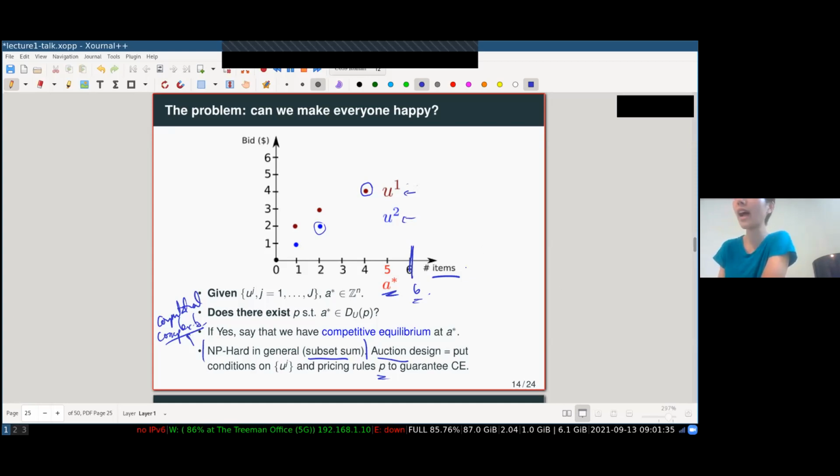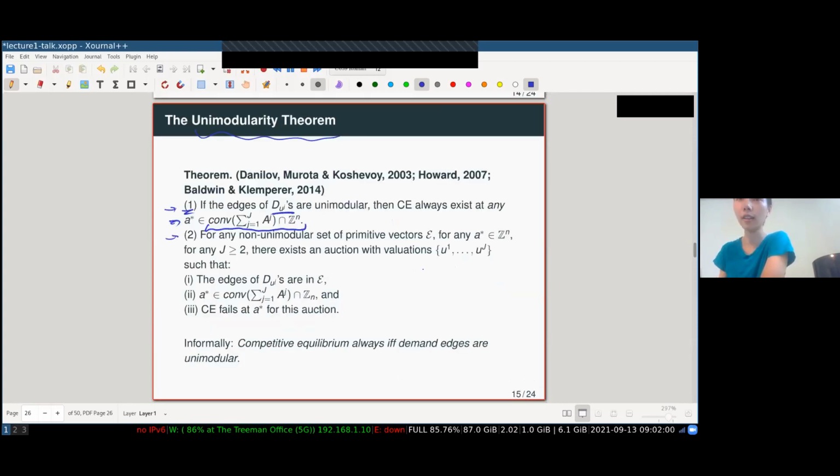So if I have an A star like over here, let's say A star is 8, and I ask, is there a price upon which I can partition 8 bananas into some allocation for the first person, some allocation for the second person, such that they're happy? Well, the answer is no, because this is out of the support. This is just too many. So this condition here is just saying A star lies in the support of your auction.